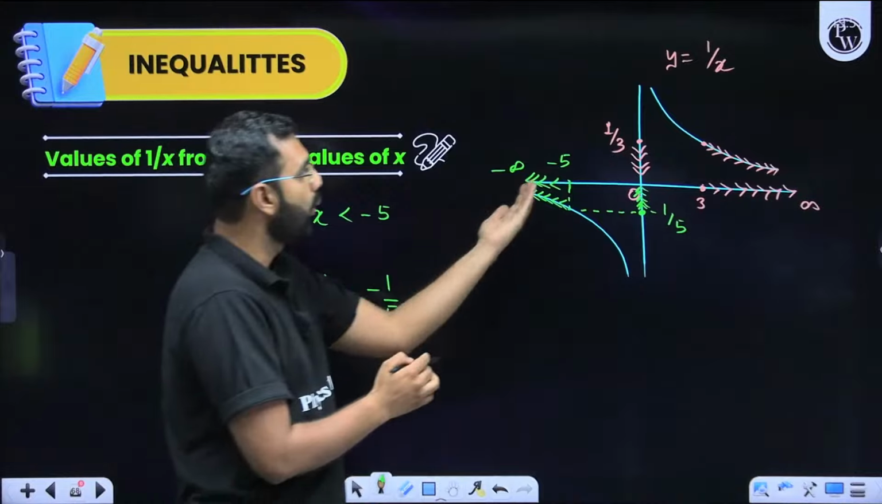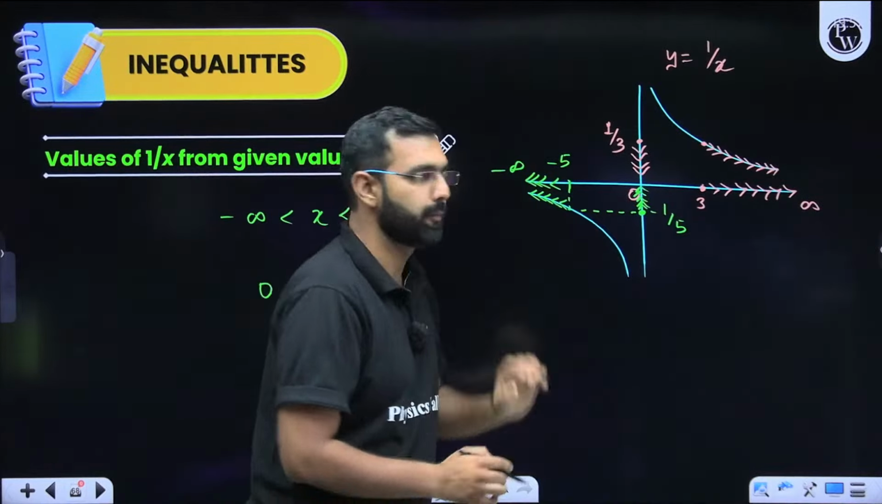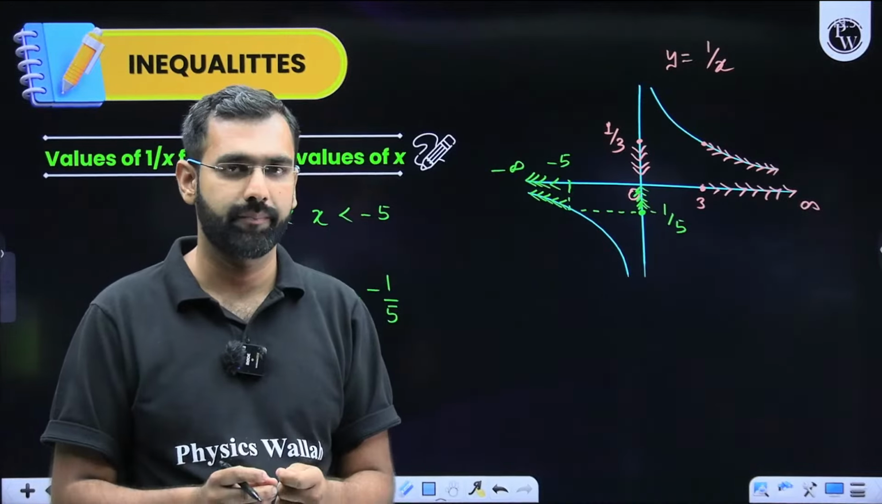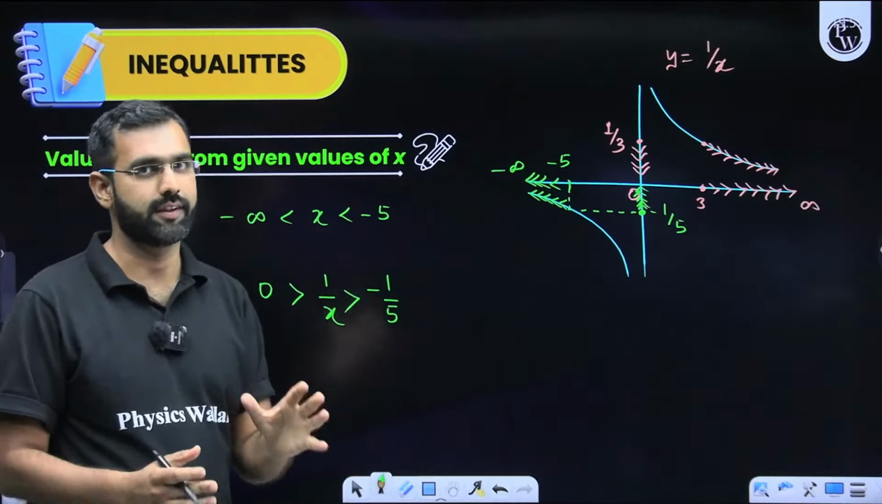Because here, when x approaches -infinity, 1/x approaches 0. So are you able to understand this part graphically, or shall I repeat this? Let's take one more example so that you build more clarity on this concept. Everybody with me so far without any confusion?